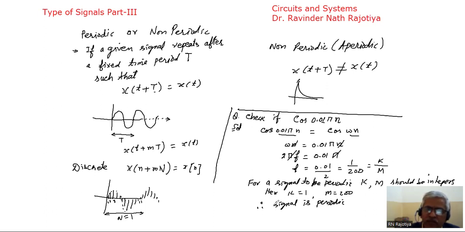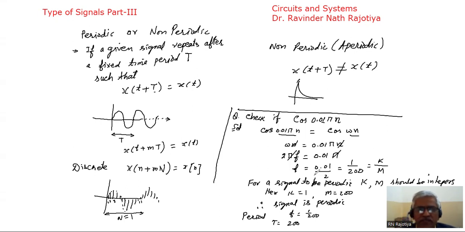Now, what will be the period after which it repeats? If you want to find the period, I know f is equal to 1 by 200. So what will be T? T will be the reciprocal of this. Since f is equal to 1 by T, T will be 200. So after 200 samples, this particular pulse will repeat.